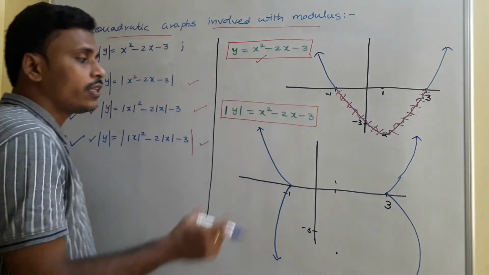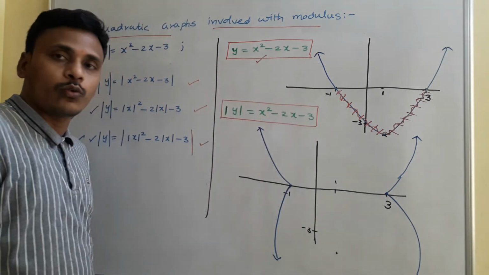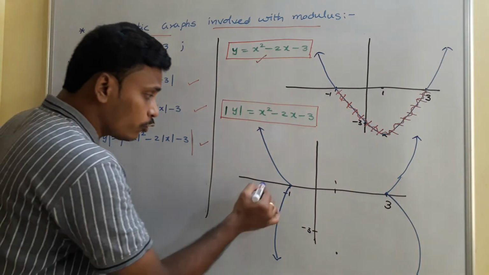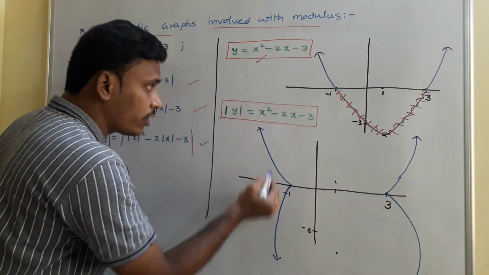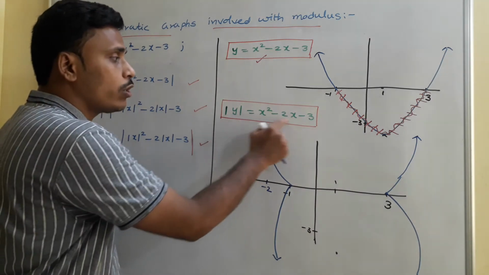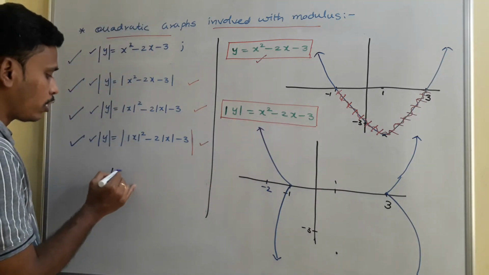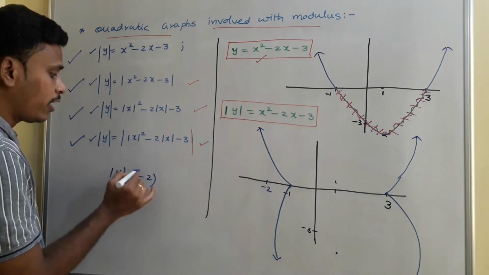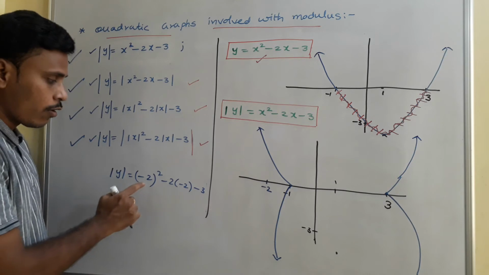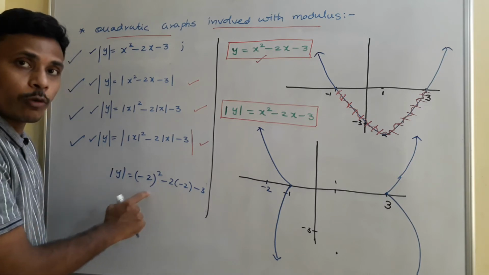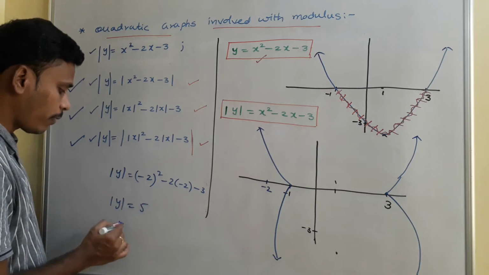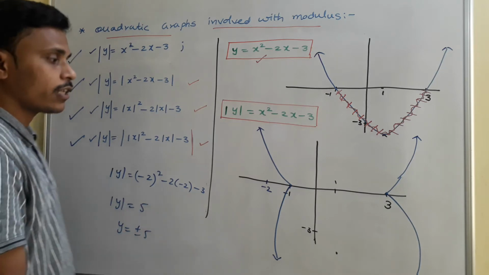Okay? This is actually the graph of mod y equals x square minus 2x minus 3. Is it right? Suppose you just take the number minus 2 in the place of x. Just think what will happen. If you take minus 2 in the place of x, then modulus of y equals minus 2 square minus 2 into minus 2 minus 3. This is 4, this is 4, 4 plus 4 is 8, minus 3 is 5. Modulus of y is equal to 5, so y is equal to plus or minus 5.